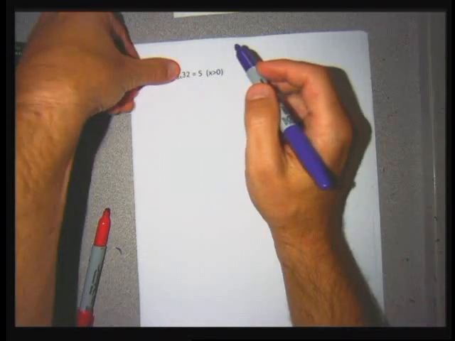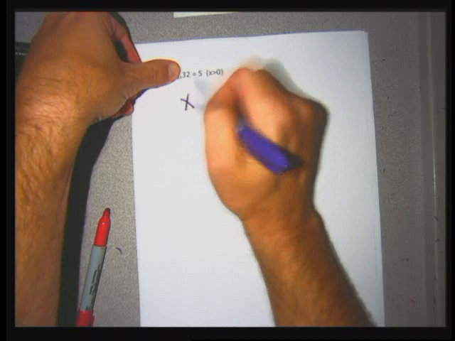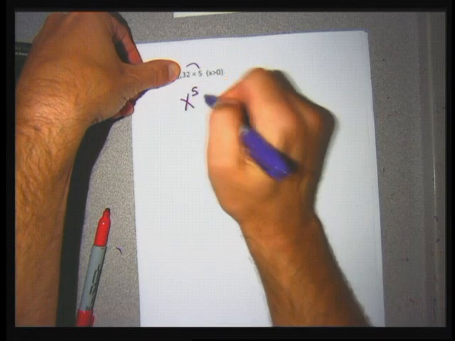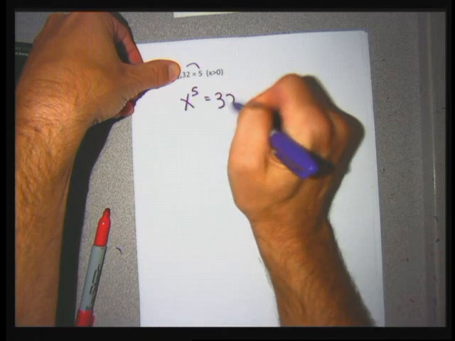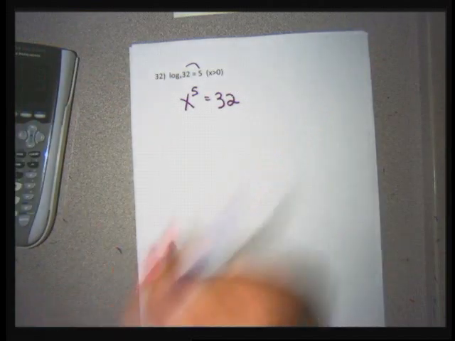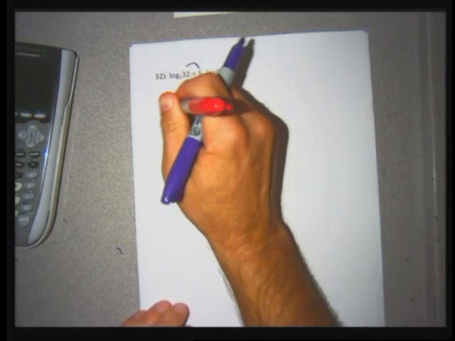32 has the same parenthetical comment. Again, it means I can only have positive solutions. It's not going to impact the algebra. Write this without the log. Take out the log. The x stays low. I switch the 5 and the 32. Gives me x to the 5th equals 32. To solve this, I have to 5th root both sides.